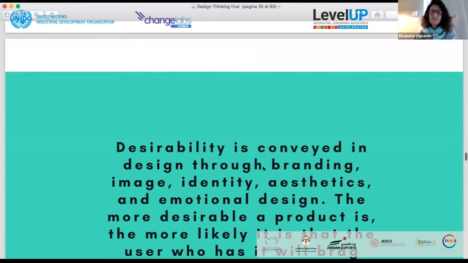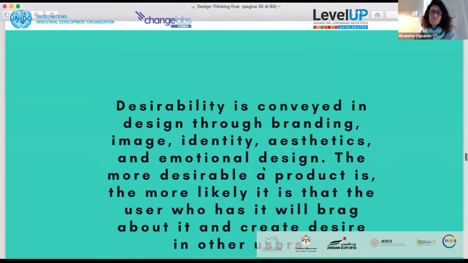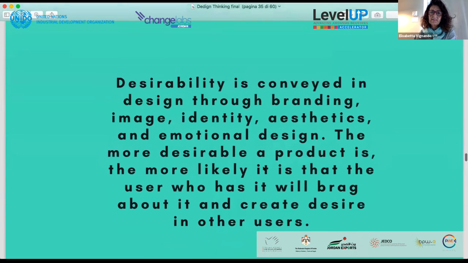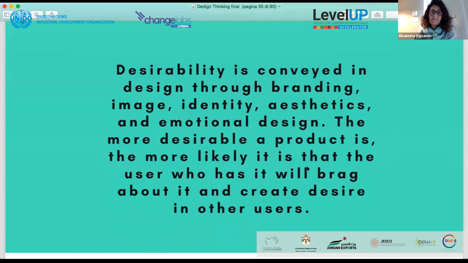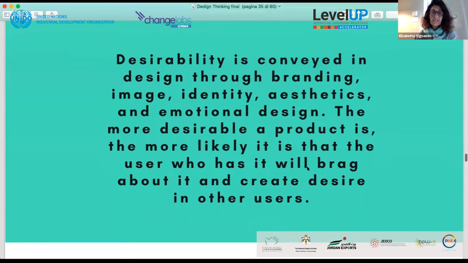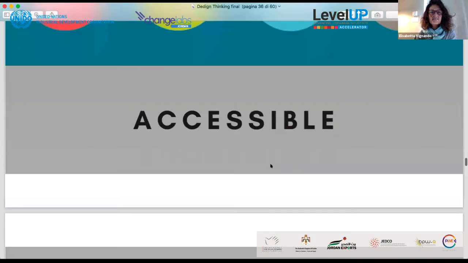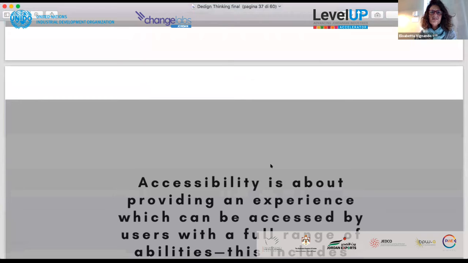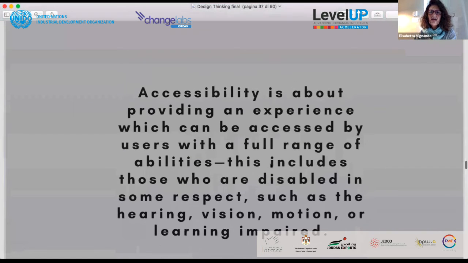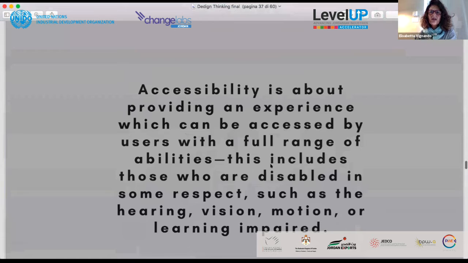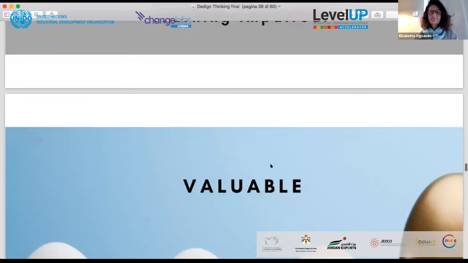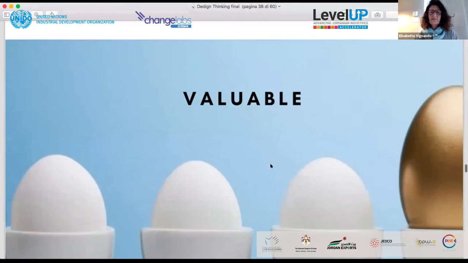So desirability is conveyed in design through branding, images, identity, aesthetics, and emotional design. The more desirable a product is, the more likely it is that the user has the will to take it, and it also creates desire in other users. Then accessible is also very important, because accessibility is now an added value for all kinds of products or services or experiences that we are putting on the market. And valuable is the main asset.